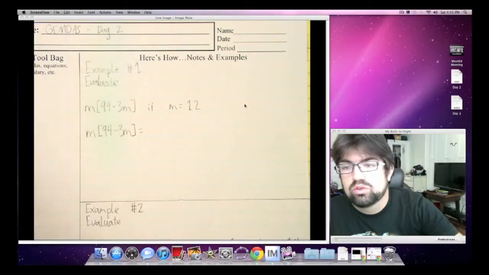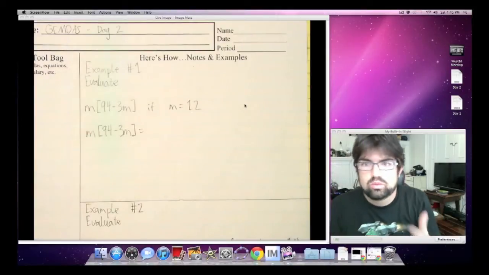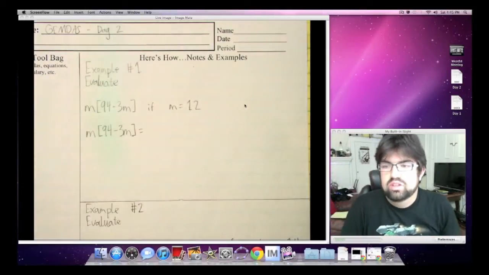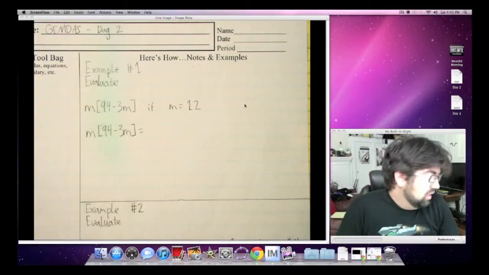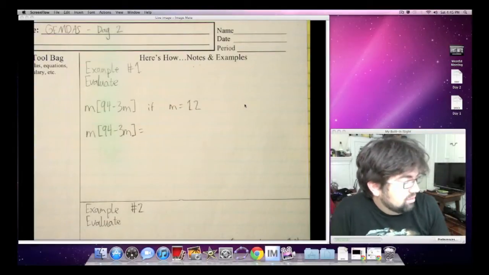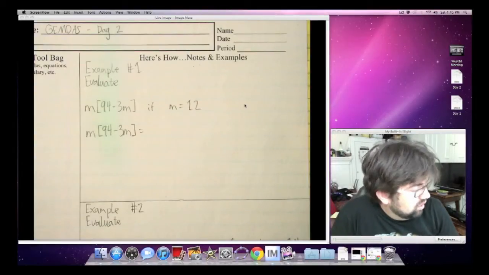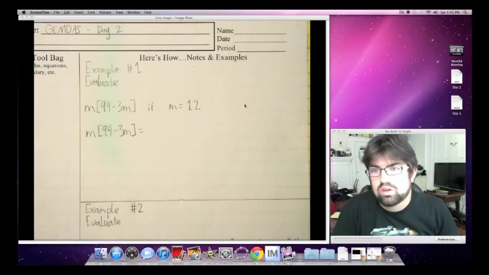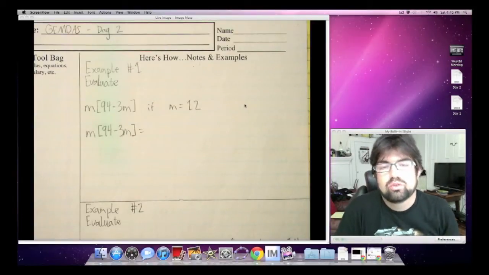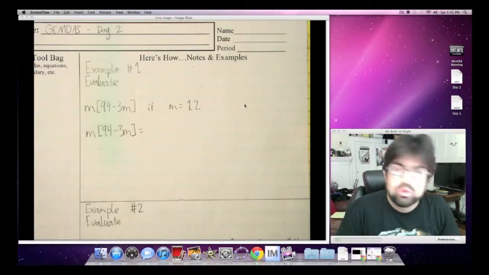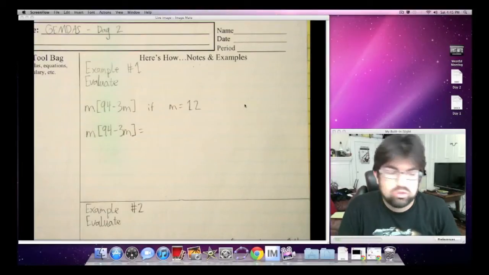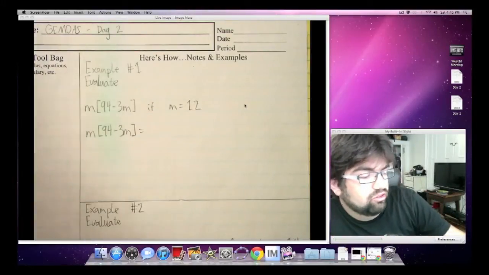The first example that we're doing this evening or today or whenever you're watching it, we're just doing another evaluate problem where we have m times the difference of 94 and 3 times some number. So if you're noticing right now, we've got brackets, which, if you remember, is another grouping symbol. So we're going to be doing whatever's inside of there first.